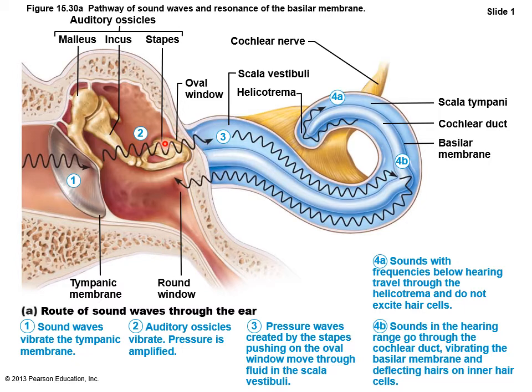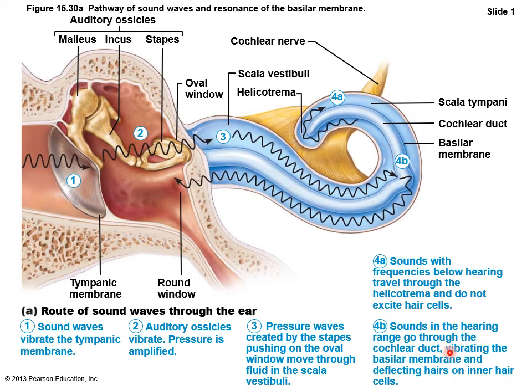So as this is vibrating and pushing the sound waves through the fluid, this is going to vibrate on the other end to release that pressure that occurs here in the fluid when it's introduced. So sounds with frequency below hearing travel all the way around through the other end, which is called the helicotrema. Now remember, this thing is coiled up. They've just stretched it out so they can show you exactly what's going on here, to make it easier to see. And they don't excite the hair cells, okay, because they're too low.